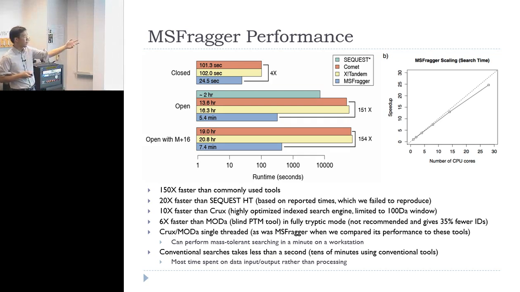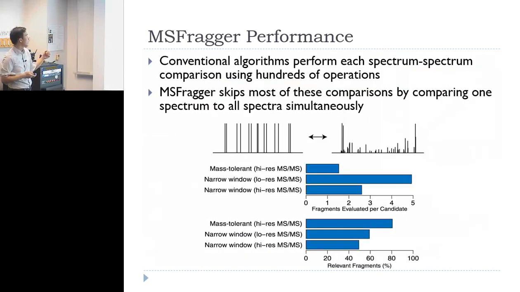We also show that the tool scales very well. There's a lot of optimization and software engineering that went into letting it scale if you have a very beefy machine. And the reason why we gain all these performance benefits is that in a conventional algorithm, when you compare a spectrum to a spectrum one at a time, that takes a few hundred operations. But in MSFragger, when we do a mass-tolerant search, on average for each of these candidate peptides, 1.5.